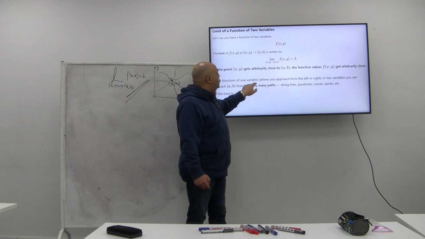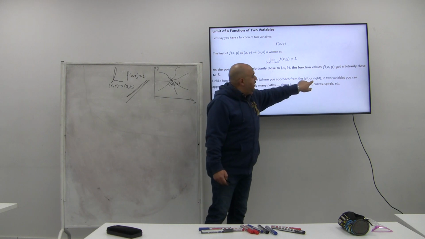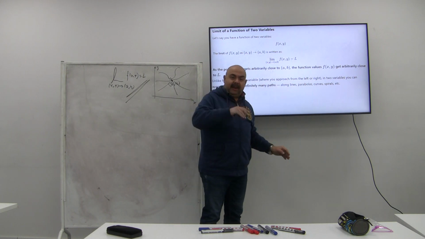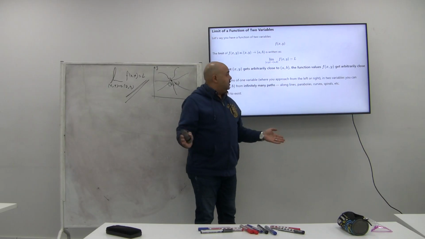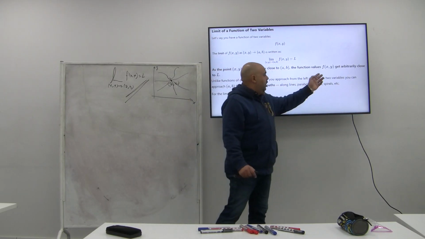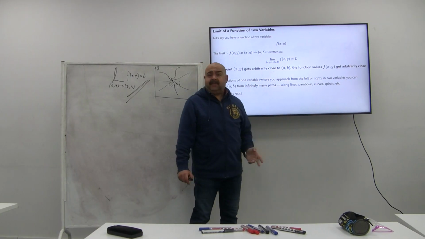Unlike the functions, this is very, very important. Unlike the functions of one variable, where you approach from left and right, in one variable functions, limit from the left, limit from the right, and if they are equal to each other, then your limit exists. No, it's not going to be that easy. In two variables, you can approach (a,b) from infinitely many methods.